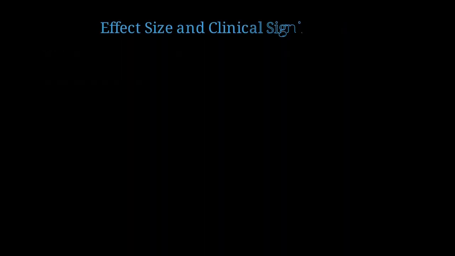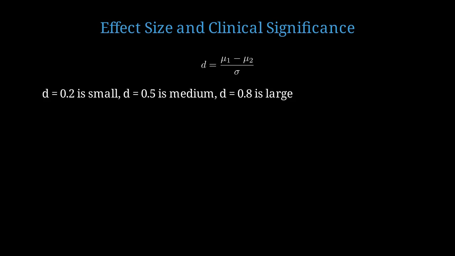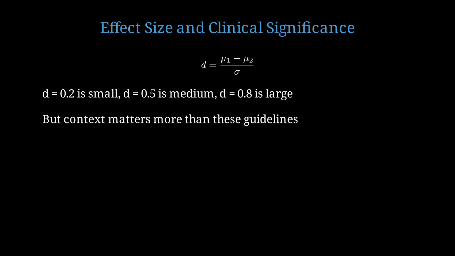We need to revisit effect size because it's crucial for interpreting your results even with perfect controls. Cohen's d is a common measure of effect size. It's the difference between group means mu1 minus mu2 divided by the pooled standard deviation sigma. By convention, d equals 0.2 is considered a small effect, 0.5 is medium, and 0.8 is large. However, context matters more than these arbitrary guidelines. In medicine, even a small effect size might be clinically important if it saves lives.